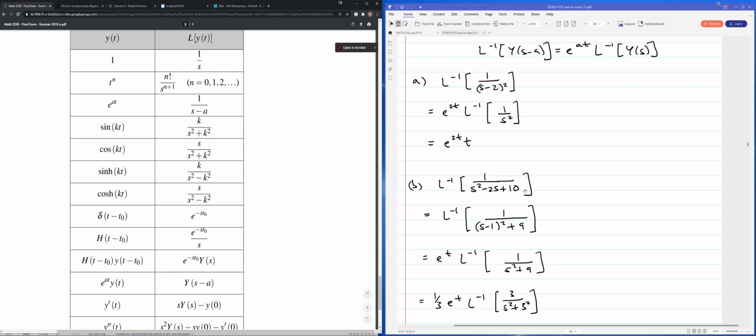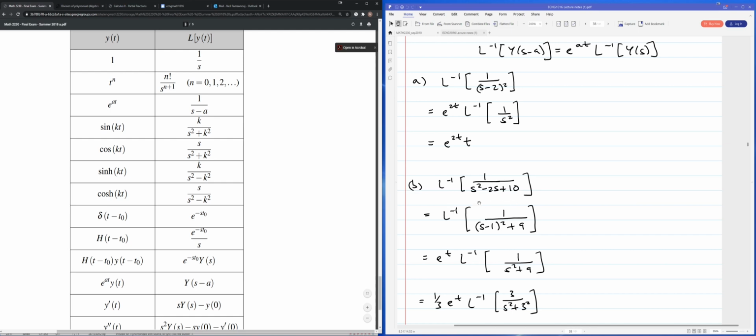So 10 minus 1 squared is 10 minus 1, which is 9. This is just standard algebra, completing the square, which you should know already. Completing the square takes me from s squared minus 2s plus 10 on the bottom to (s minus 1) squared plus 9. And now what I want to do is get the Laplace inverse of this.